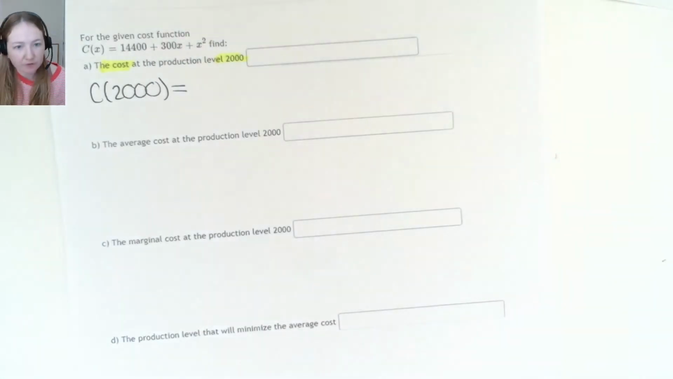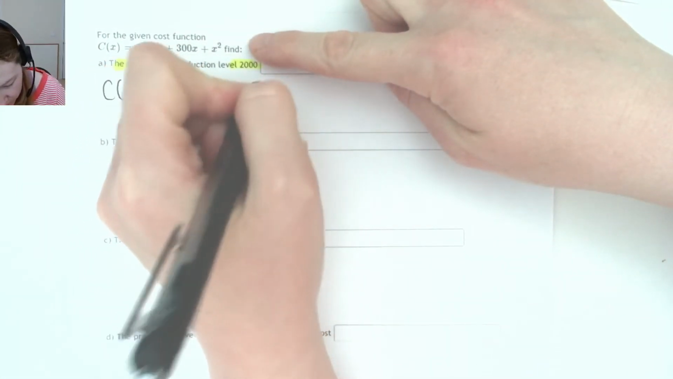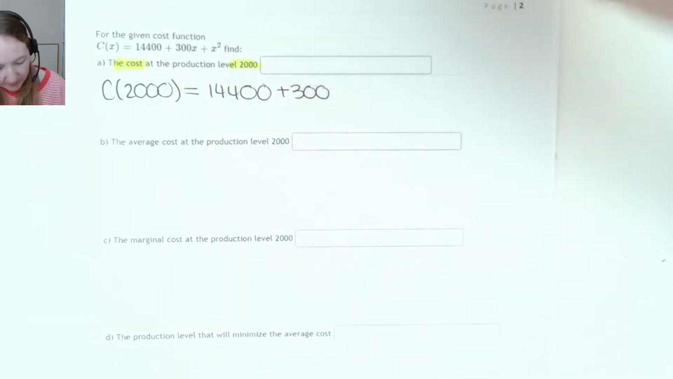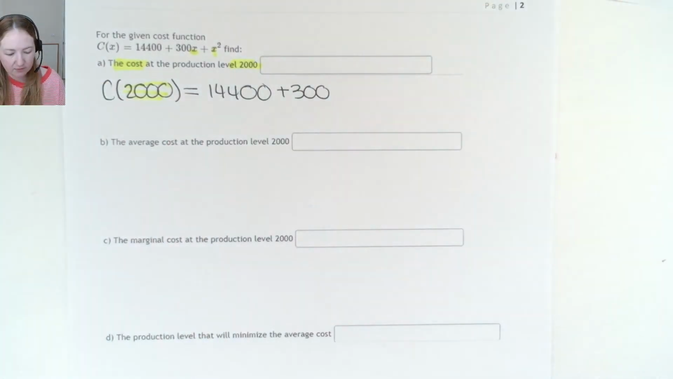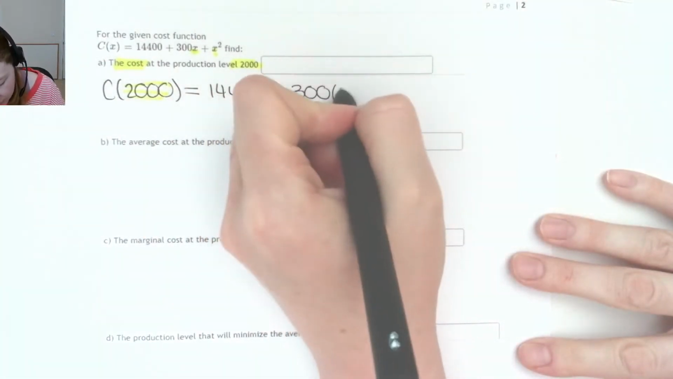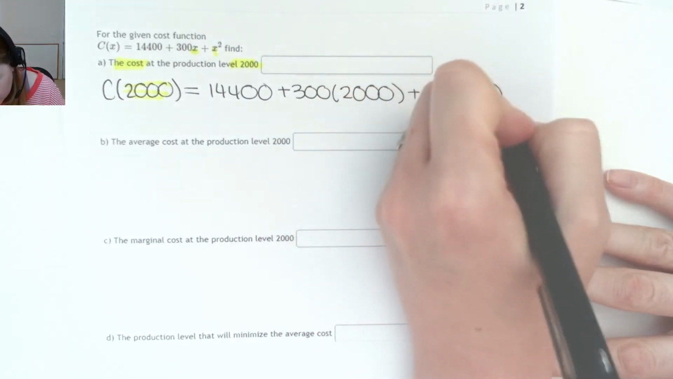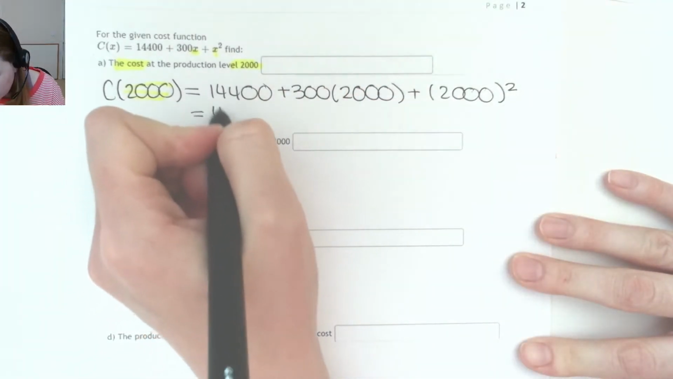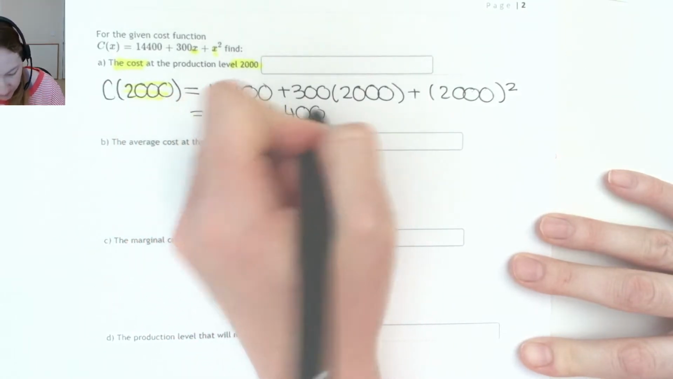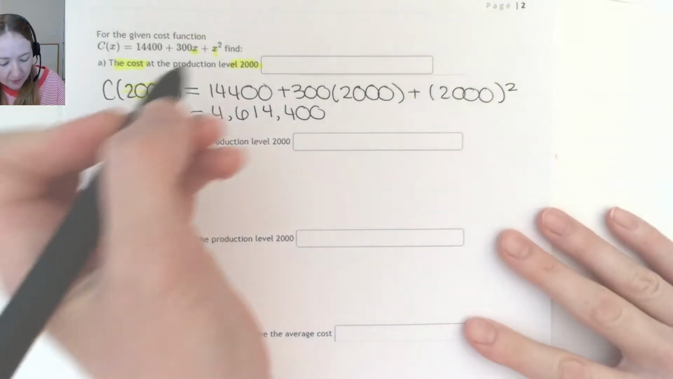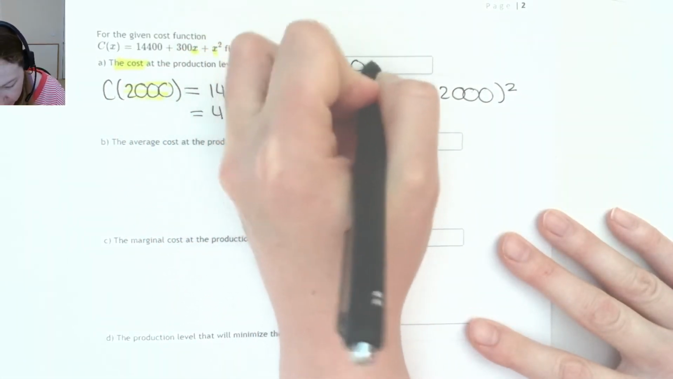Again, the cost function is given here, so I will have 14,400 plus 300, and then in for my x's, I will plug in my 2000. So that will be 300 times 2000 plus 2000 squared. And that is going to give you 46,614,400,000. So that's the number that you're going to put in this blank where you're explaining just what the cost is.